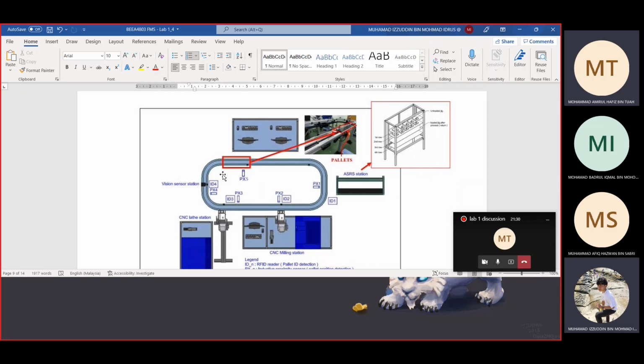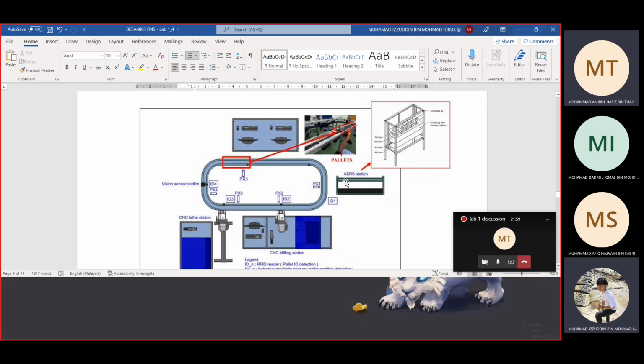Either it will pass the quality or not, and then it will continue to the ASRS storage, which is after checking the product in the vision sensor, the quality, so the finished product goes to the counter stations. That's all from the ASRS storage and vision sensor. Alright, thank you, Hafiz, for the explanation.